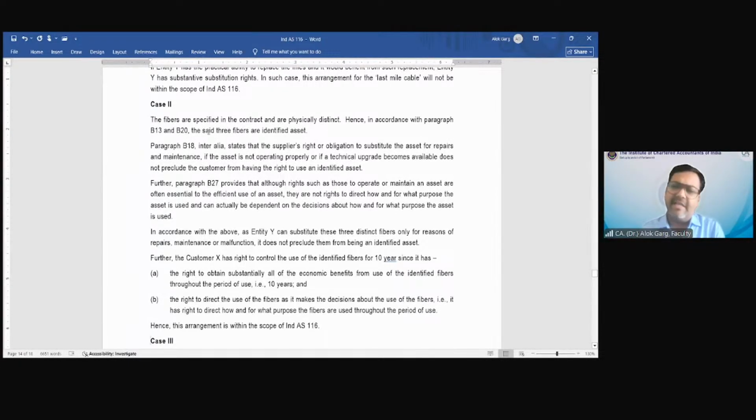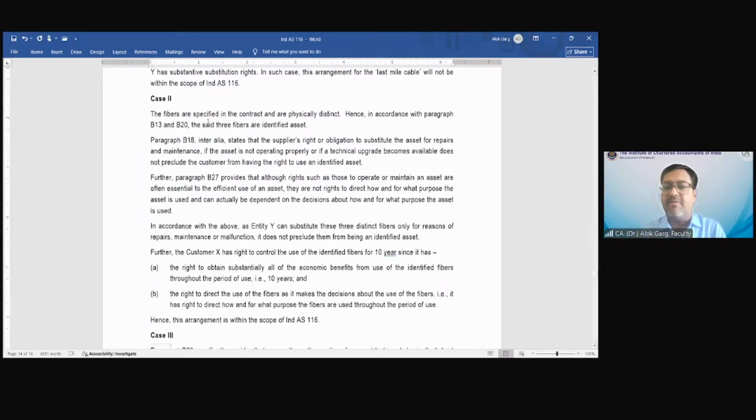So in this case, again, I am reading this. The fibers are specified in the contract and are physically distinct, and hence it is an identified asset. Further, the supplier's right or obligation to substitute for repair and maintenance if the asset is not operating, or if a technical upgrade is required, does not preclude the customer from having the right to use an identified asset. Further, rights such as the right to operate or maintain are often essential to the efficient use of an asset. These are not the right to direct how and for what purpose the asset is used and can actually be dependent on the decisions about how and for what purpose the asset is used.